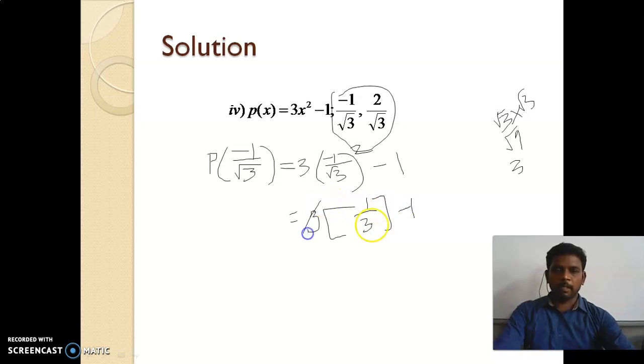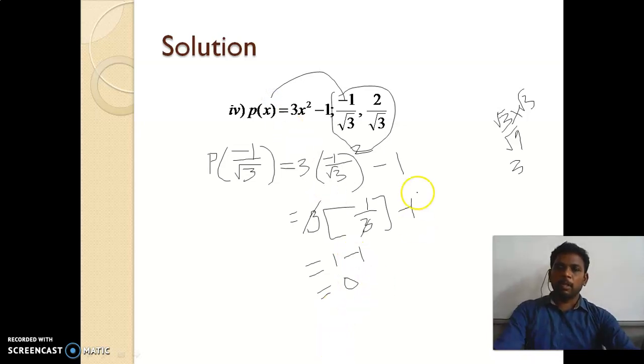Can we cancel 3 here? Definitely. What of the remaining one? So 1 minus 1, the answer is 0. So when we replace x by minus 1 by root 3, we got 0 as the value. Now what is the conclusion? So minus 1 by root 3 is the 0 of this polynomial.